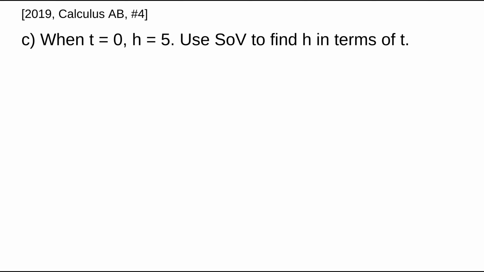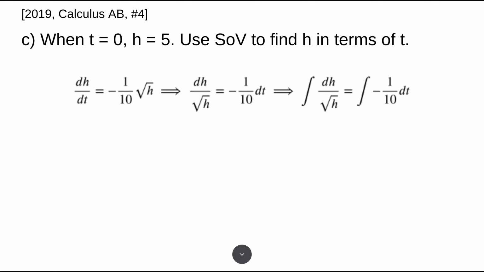In part C of the question, when t is equal to 0, h is equal to 5, and then use separation of variables to find h in terms of t. So we take our differential equation, dH/dt equals negative 1/10 the square root of h, and we separate. We get dH over the square root of h equals negative 1/10 dt, and then integrate both sides.